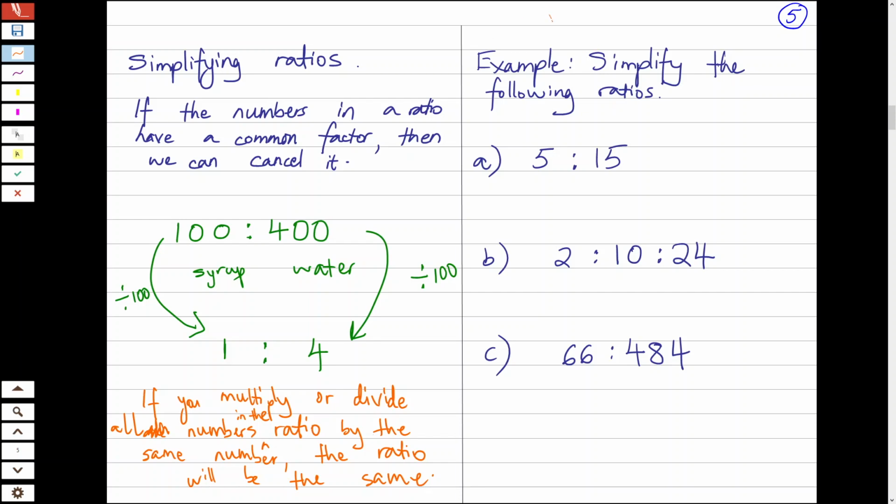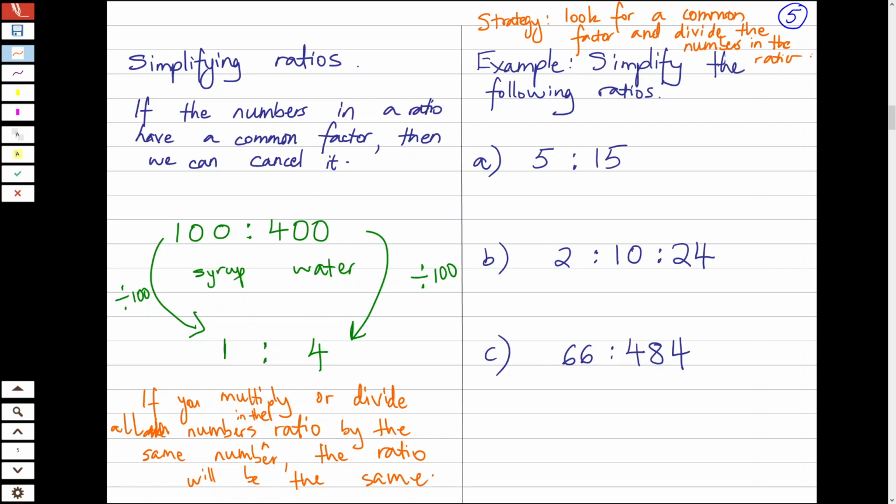So the trick, basically the strategy, I'll say, is to look for a common factor and divide the numbers in the ratio. So the first two are meant to be simple. So have a look at this first example here, 5 to 15. Is there a number that goes into both 5 and 15?